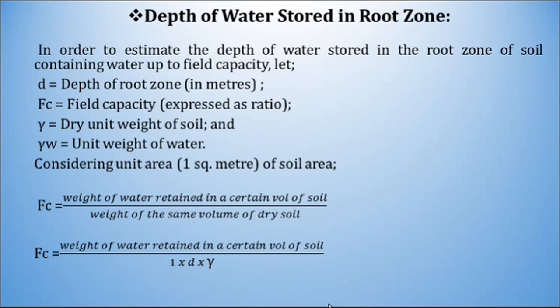Considering a unit area of 1 square meter of soil, FC, that is the field capacity, as per the definition, is equal to the weight of water retained in a certain volume of soil divided by the weight of the same volume of dry soil. Therefore, FC can be written as the weight of water retained in a certain volume of soil divided by the weight of the same volume of dry soil, which will be equal to 1, that is the area, multiplied by d, the depth of root zone, which gives the volume, multiplied by gamma, the dry unit weight of the soil.